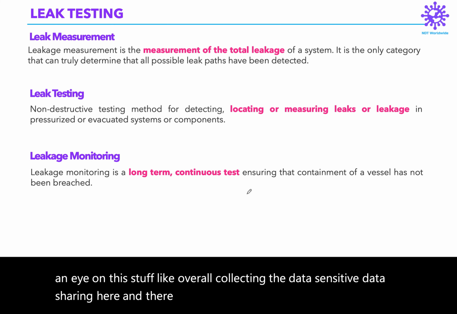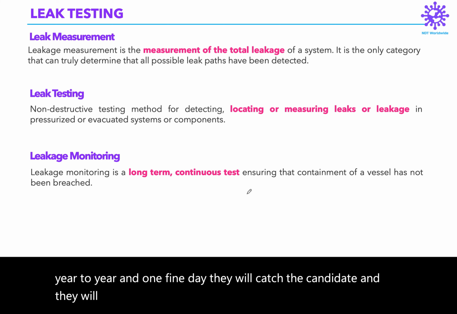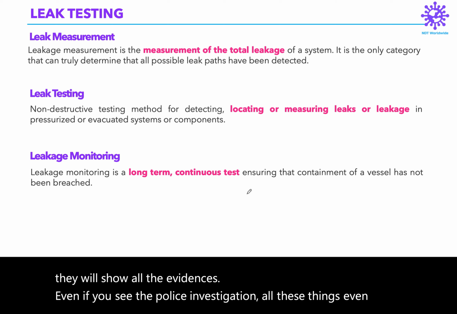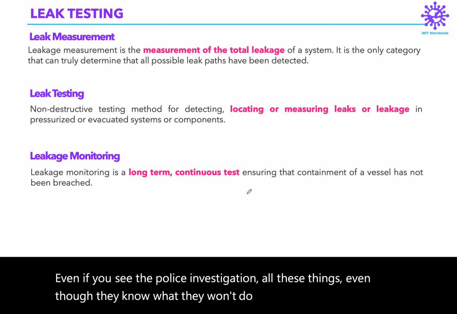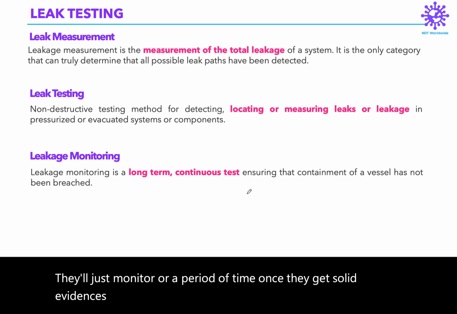They'll just monitor for a period of 1 year, 2 years, and one fine day they will catch the candidate and show all the evidence. Even in police investigations, even though they know, they won't do anything immediately. They'll just monitor for a period of time. Once they get solid evidence, then they'll get into action.